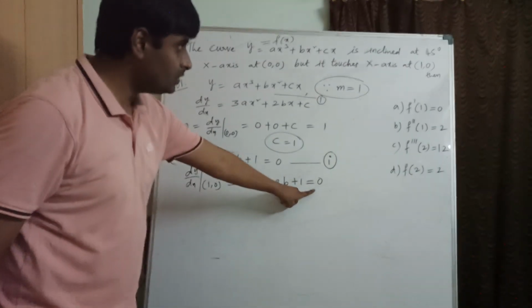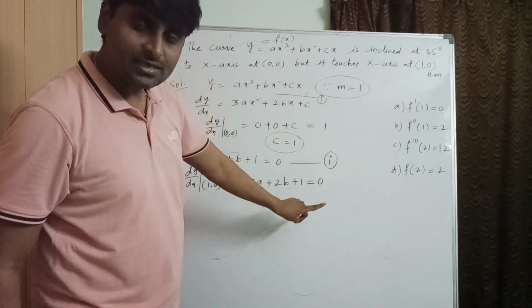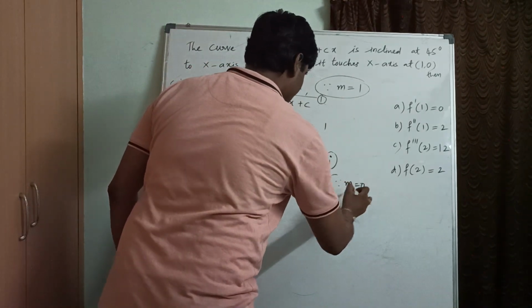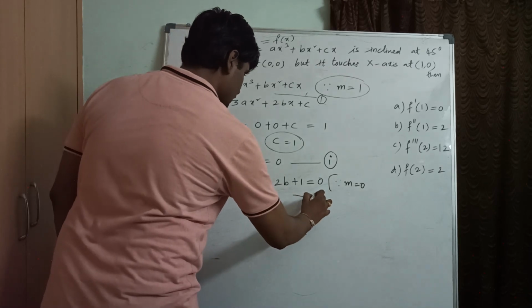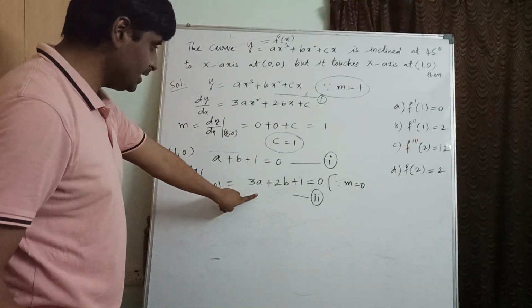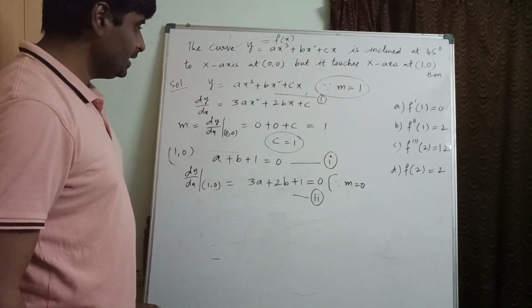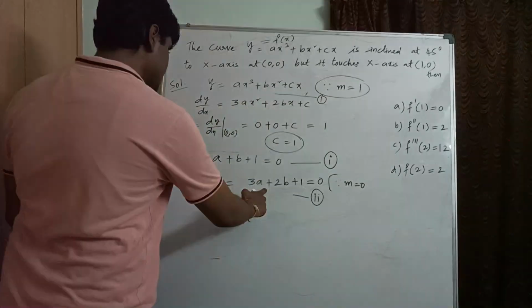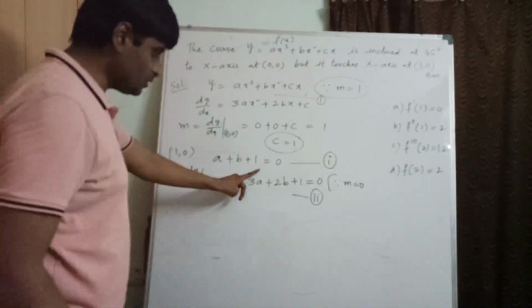Touching the x-axis means the slope is 0. Here the slope is 0, right? So by making use of these two conditions we can find the a and b values. Just solve these and we'll get the values of a and b. Already we got the value of c. This function will become original now. So by solving these, hope you understand, we can solve this easily.